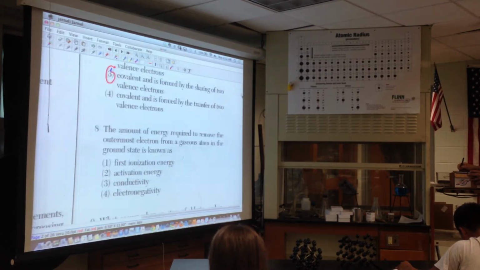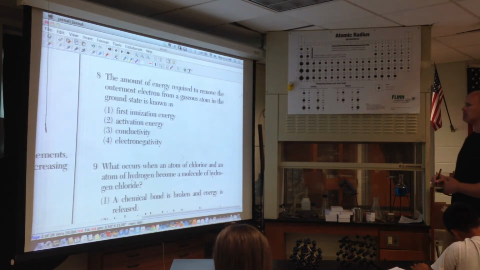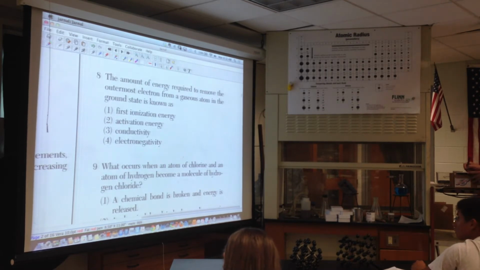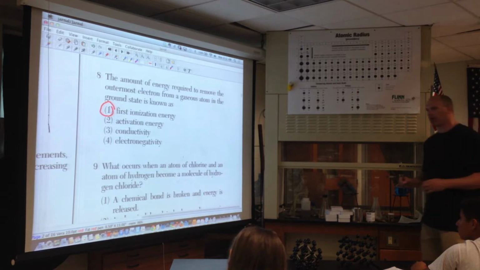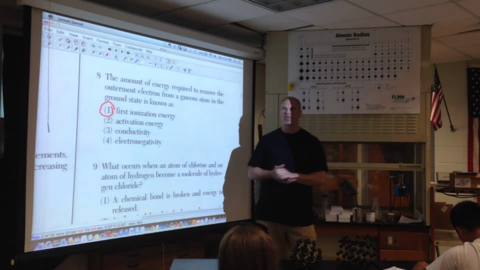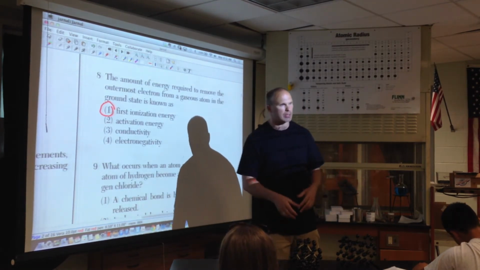Number 8, the amount of energy required to remove an outermost electron from a gaseous atom in the ground state is called ionization energy. Don't get lost with the first. The first just means I want to remove the first electron. On Table S, they list first ionization energy. And ionization energy is just that: how much energy does it take to yank an electron away from me?